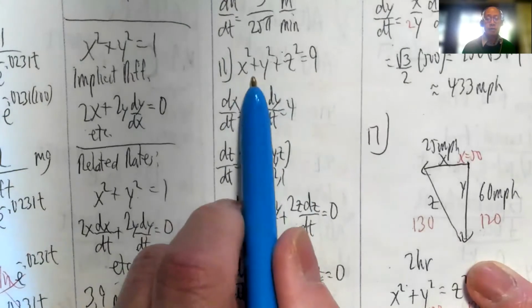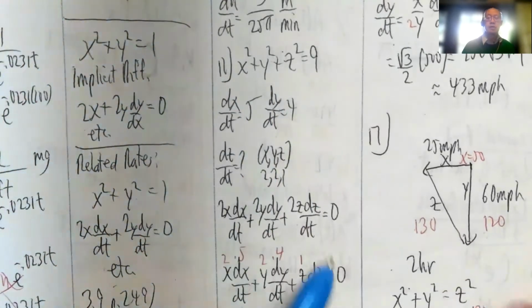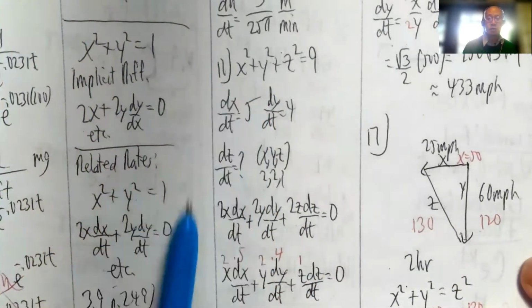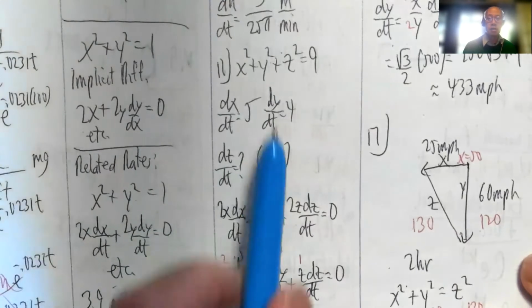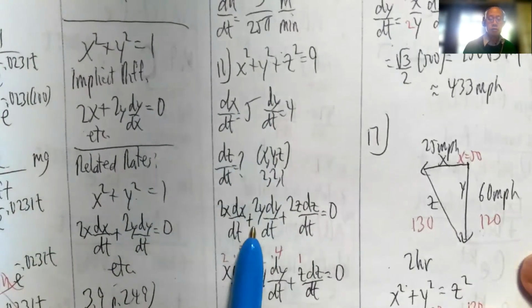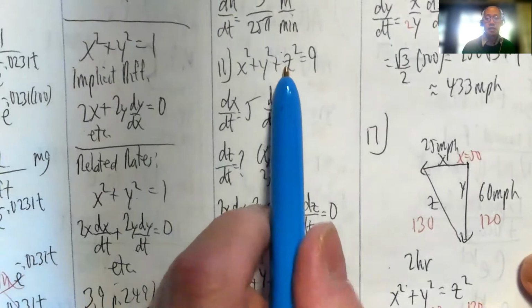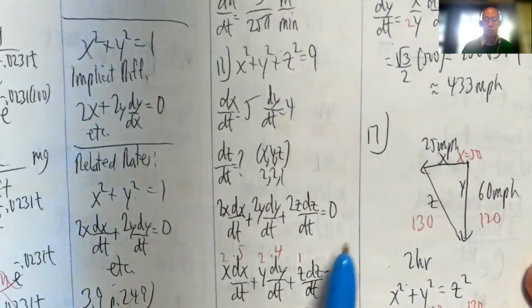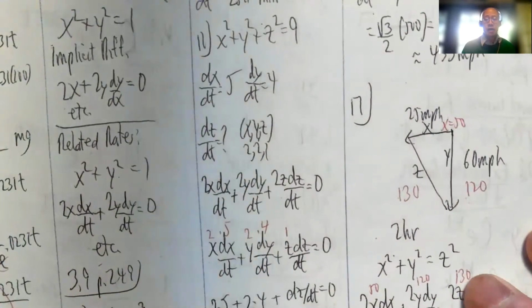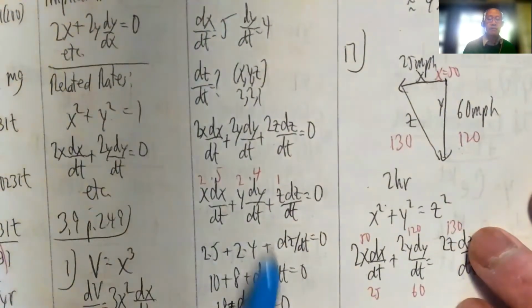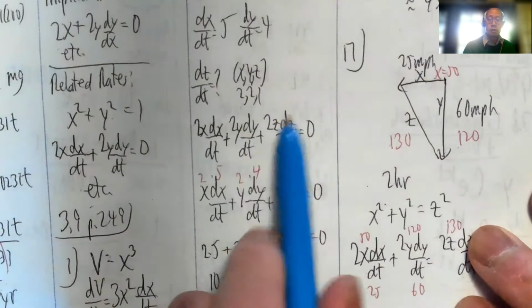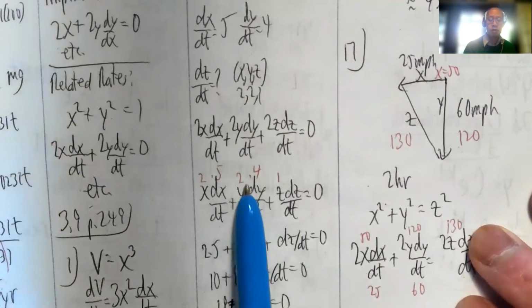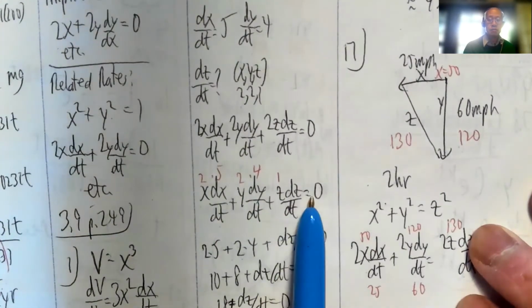Okay, so I differentiate with respect to t. Every variable gets a d variable dt. So x squared becomes 2x dx dt. y squared becomes 2y dy dt. z squared, 2z dz dt, equals the derivative of 9, which is 0. Okay. And I can multiply both sides by 1/2, which means I can lose the 2. So x dx dt plus y dy dt plus z dz dt equals 0.